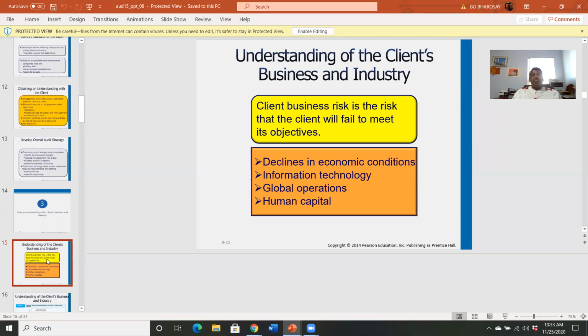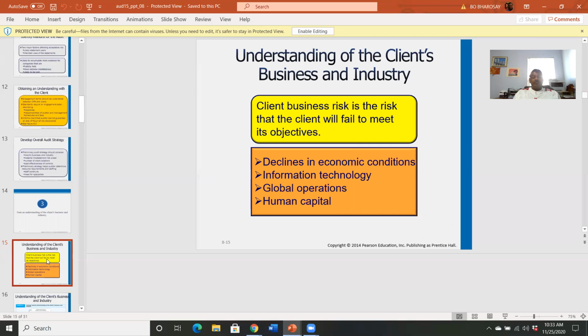Understanding the client, business, and industry. Client business risk. What is client business risk? Client business risk is the risk that the client will fail to meet their objectives. Generally, one of the client objectives is to maximize profit. That's the main objective of any business, to maximize profit.